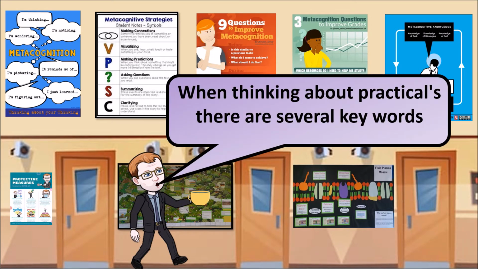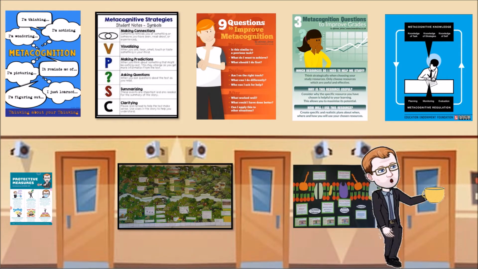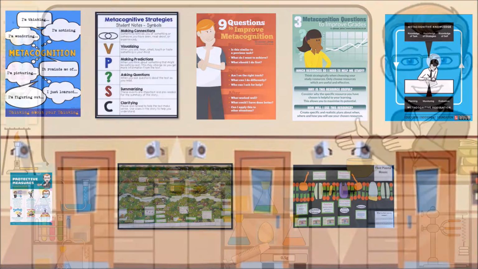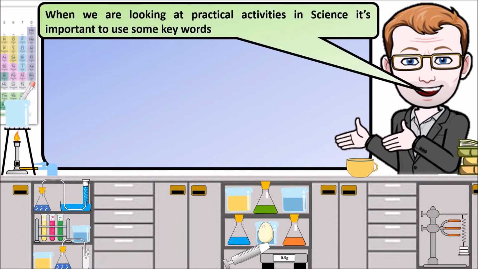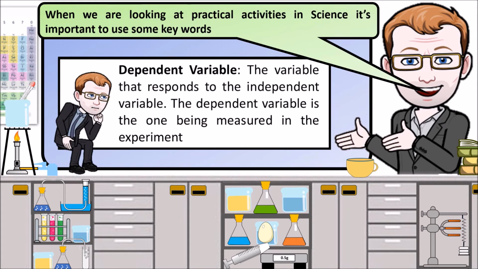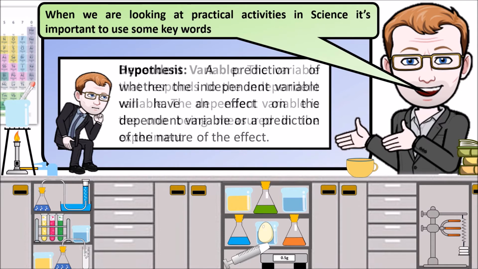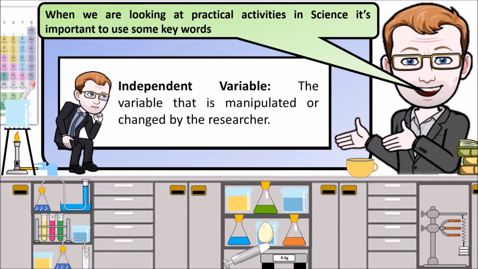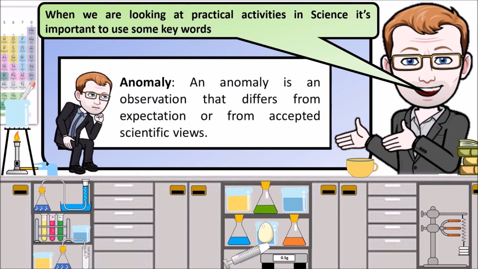So when thinking about practicals, there are several keywords that we need to remember. A control variable is any variable which does not change during the experiment. The dependent variable is the variable that we're going to measure and responds to the independent variable. A hypothesis is a prediction on whether the independent variable will have an effect on the dependent variable. An independent variable is a variable that we are changing. An anomaly is a result that does not fit the pattern.